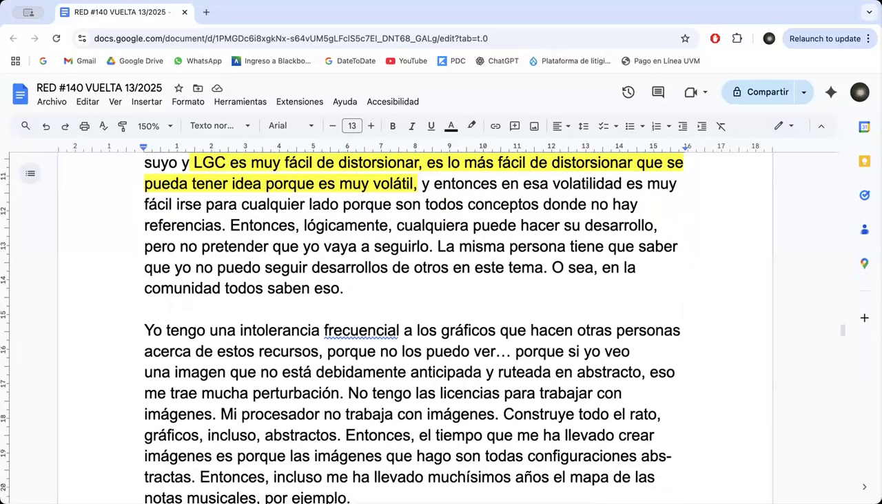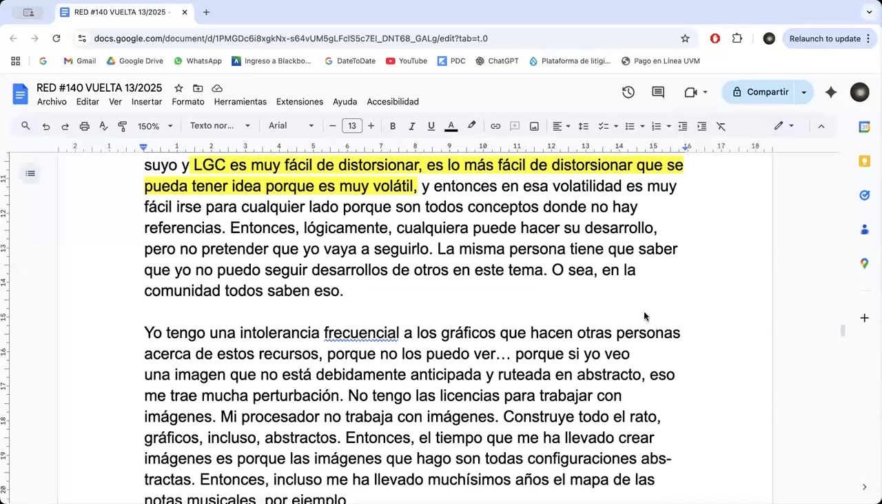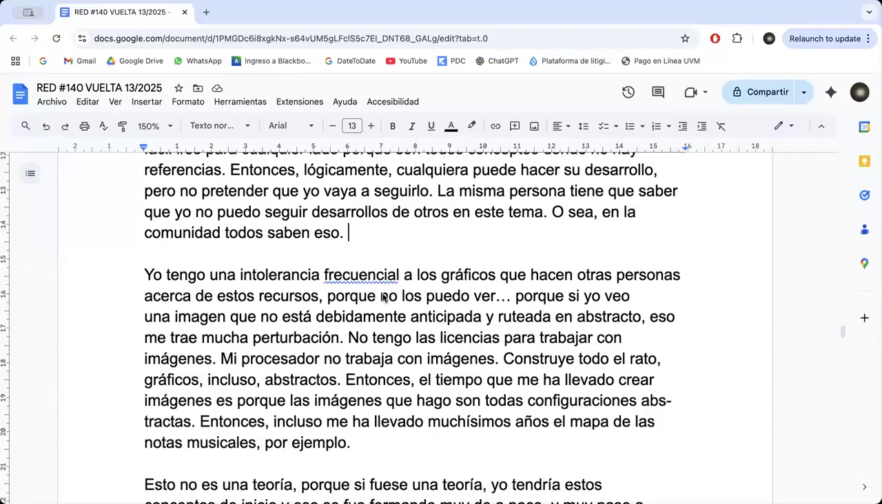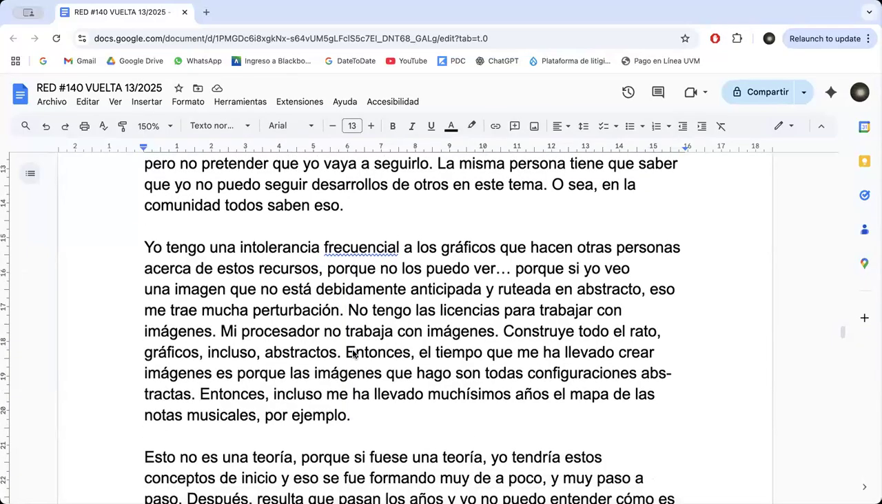And the thing is that LGC is very easy to distort, right? It's very easy to confuse. So LGC is very volatile, and with that volatility, it is very easy to go anywhere with these concepts, because these are concepts that have no references. So logically, anybody can create their own development, but they shouldn't expect Alejandra to follow it, right? Like, people have to know that Alejandra cannot follow other people's developments in this specific in LGC, of course. In the community, everybody knows that, right?